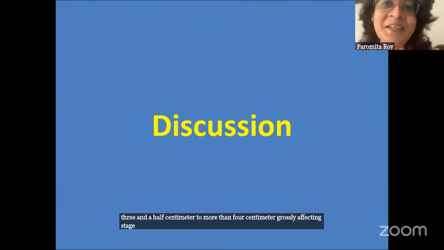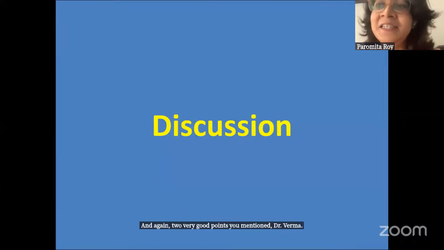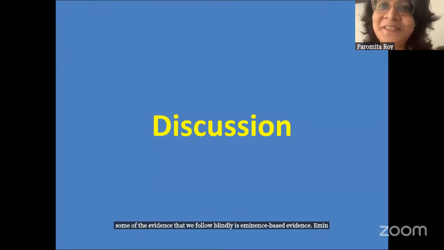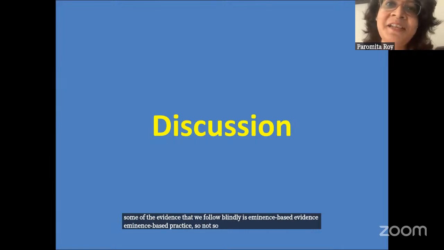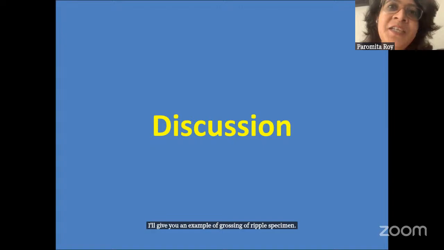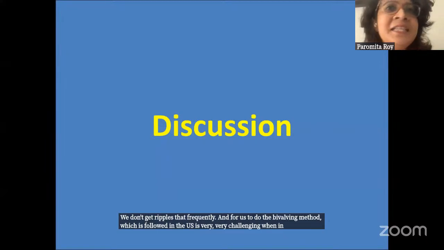And again, 2 very good points you mentioned, Dr. Verma. I want to say that some of the evidence that we follow blindly is eminence-based evidence, eminence-based practice, so not so much evidence-based practice. I'll give you an example of grossing of Whipple specimen. Why do we not get Whipples that frequently? And for us to do the bivalving method, which is followed in the US, is very, very challenging in the Indian scenario. Does it make a difference?